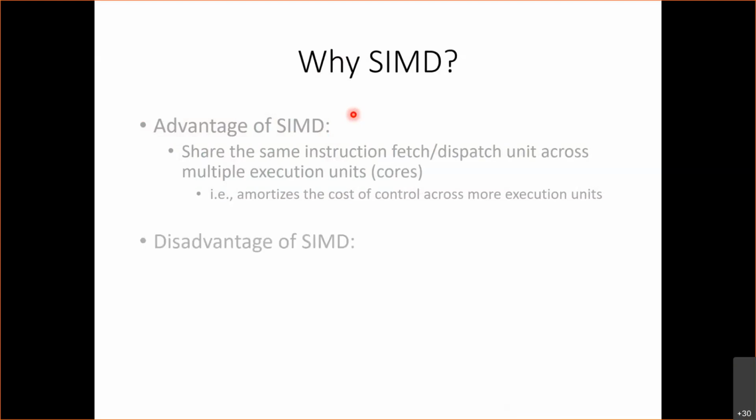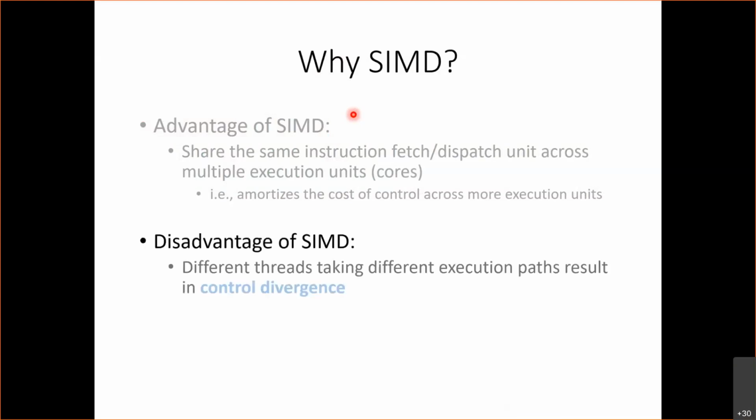So the disadvantage of SIMT is different threads may take different paths, and this results in something called control divergence. So we said that we're going to fetch one instruction and execute the same instruction on all the threads in the same warp. But what happens if different threads in the warp want to take different execution paths? What happens if I reach an if statement and some threads in the warp want to go to the then part and some threads want to go to the else part? So in this case, we have something called control divergence, when different threads want to take different control paths.